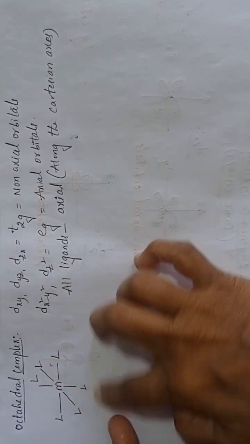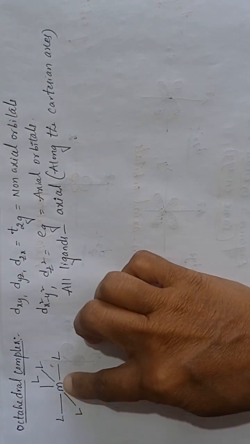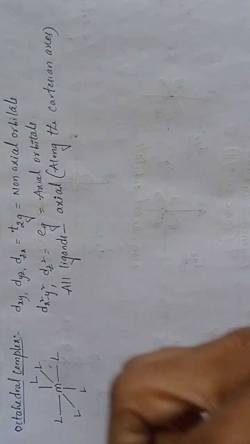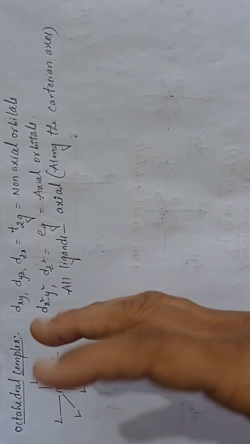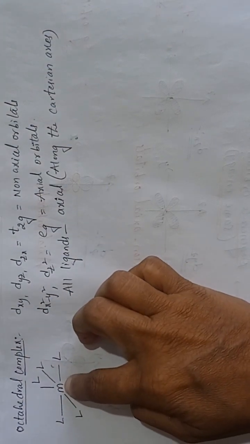Whenever 6 ligands come closer to the central metal atom, the ligands have electrons, and the central metal atom also has electrons. Between these two sets of electrons, repulsions take place. Because of these repulsions, the total 5 d orbitals in the metal atom lose their degeneracy. Before that, they were degenerate orbitals.